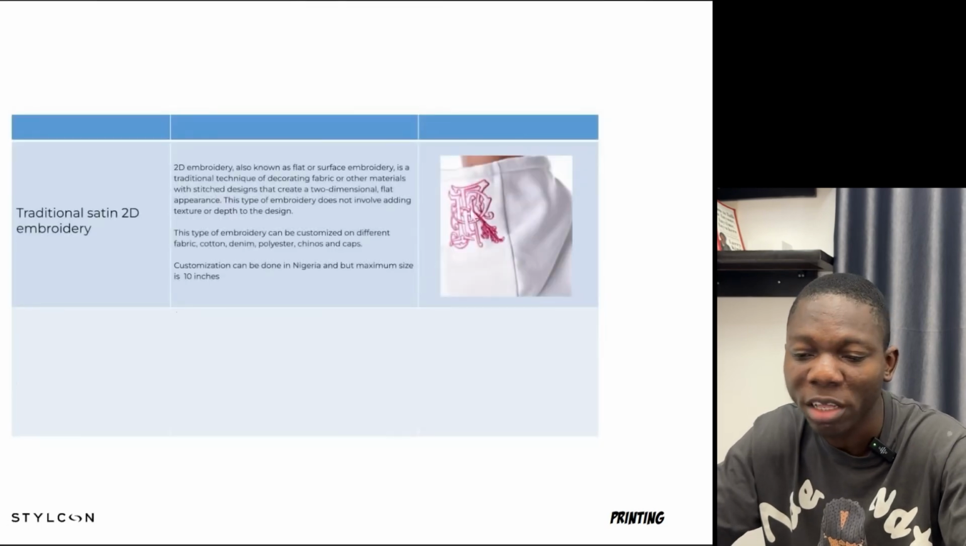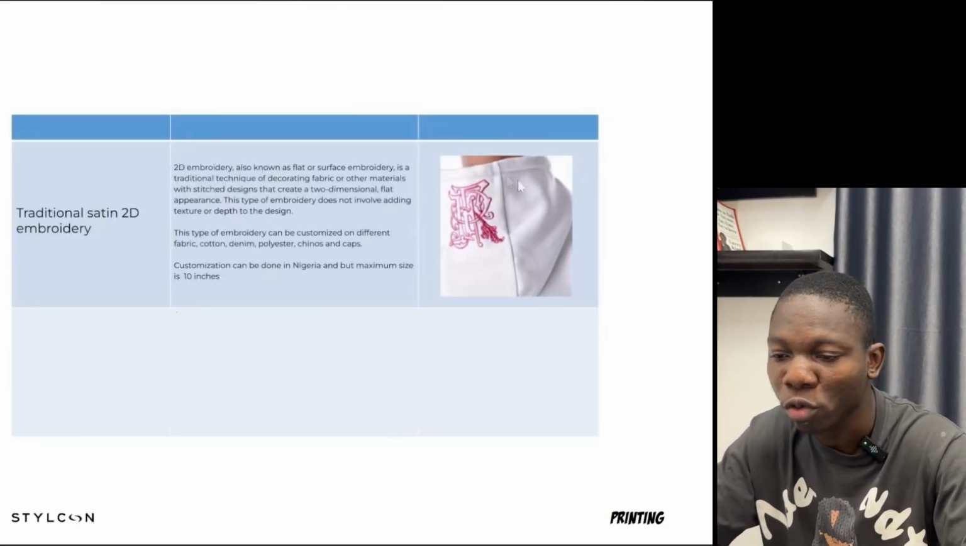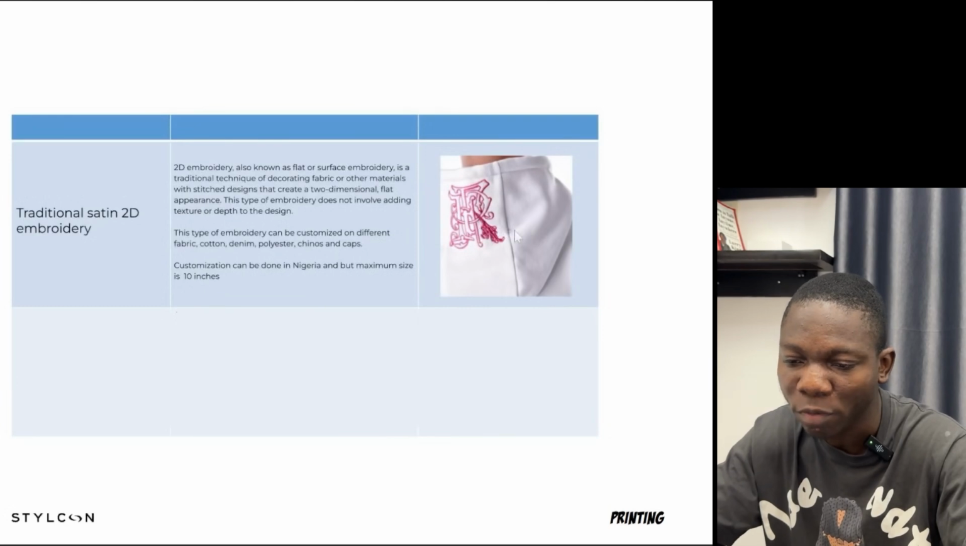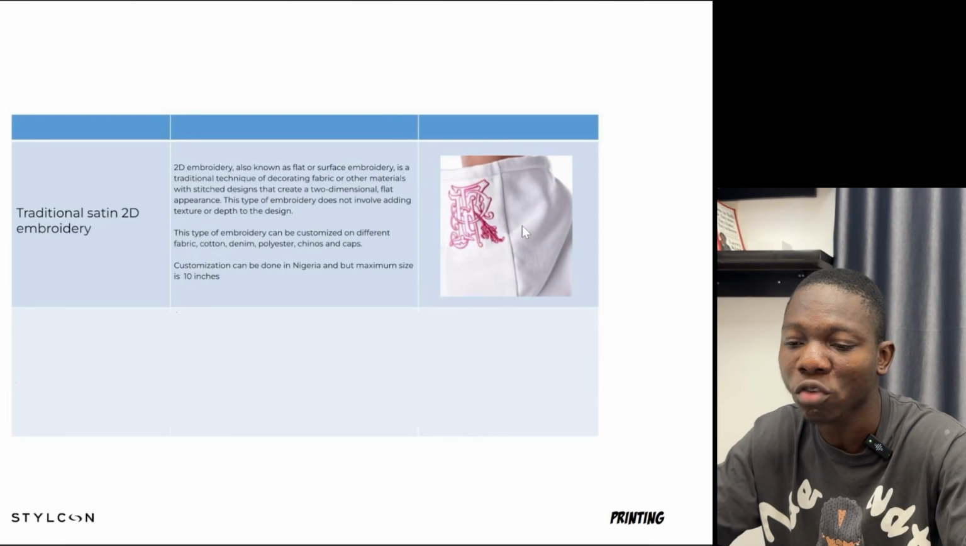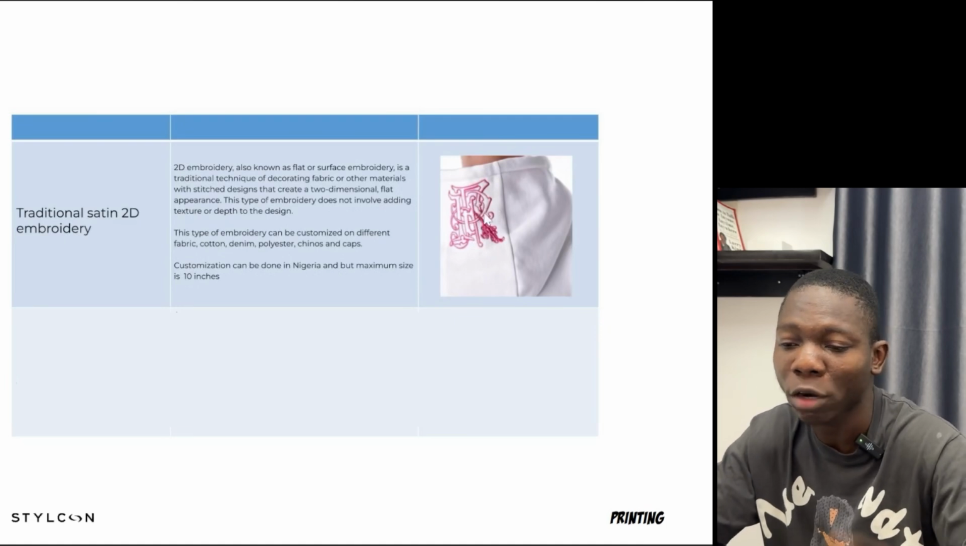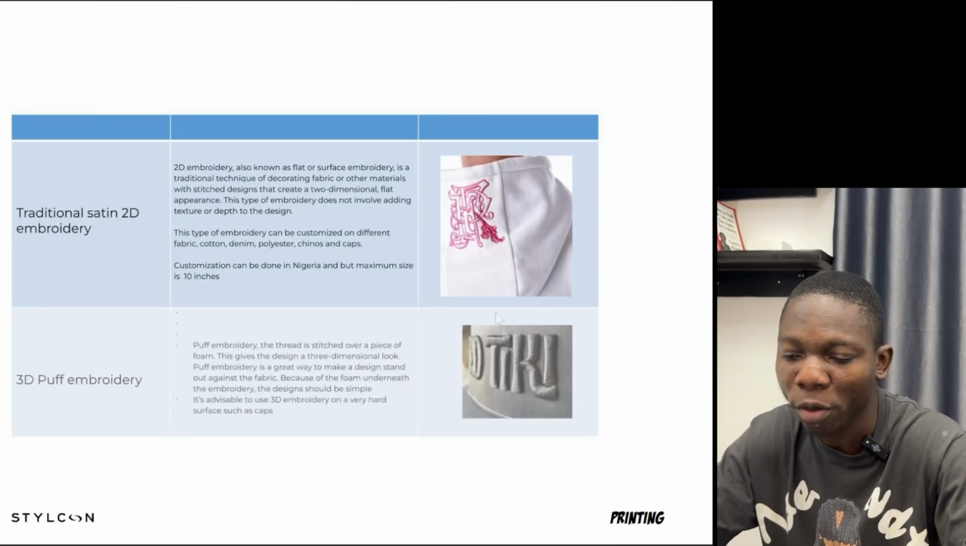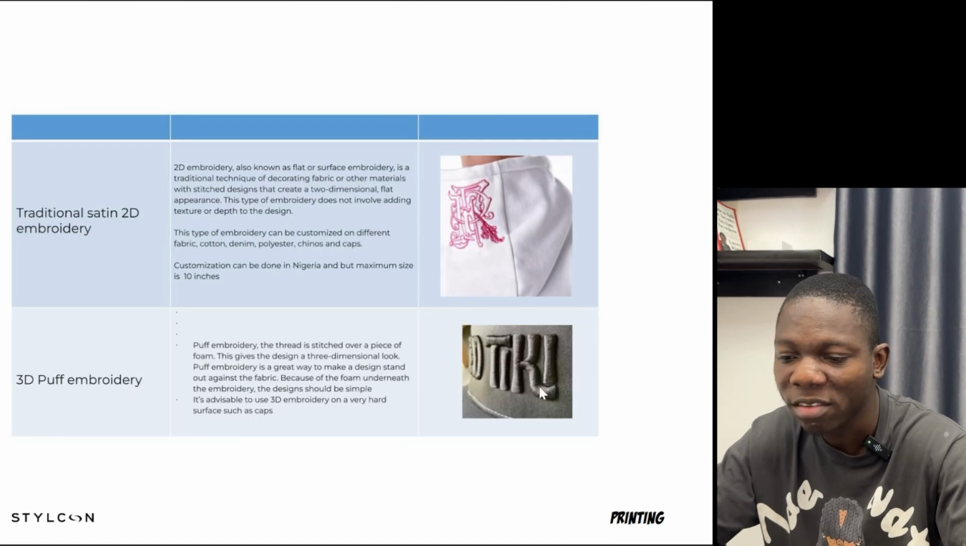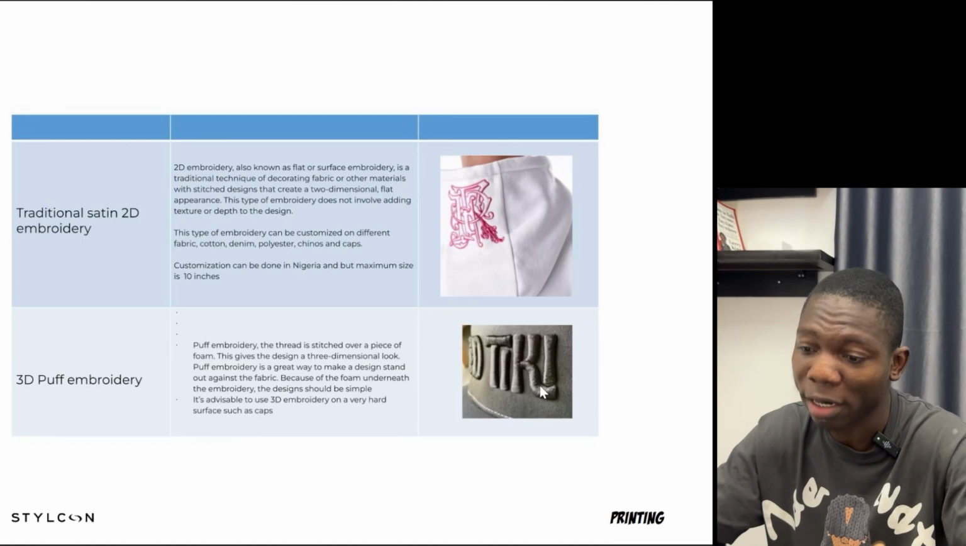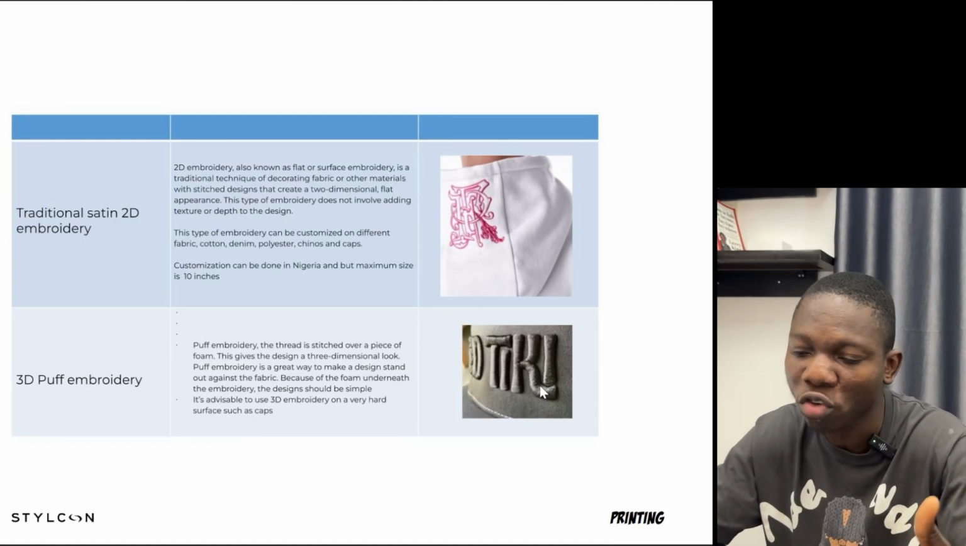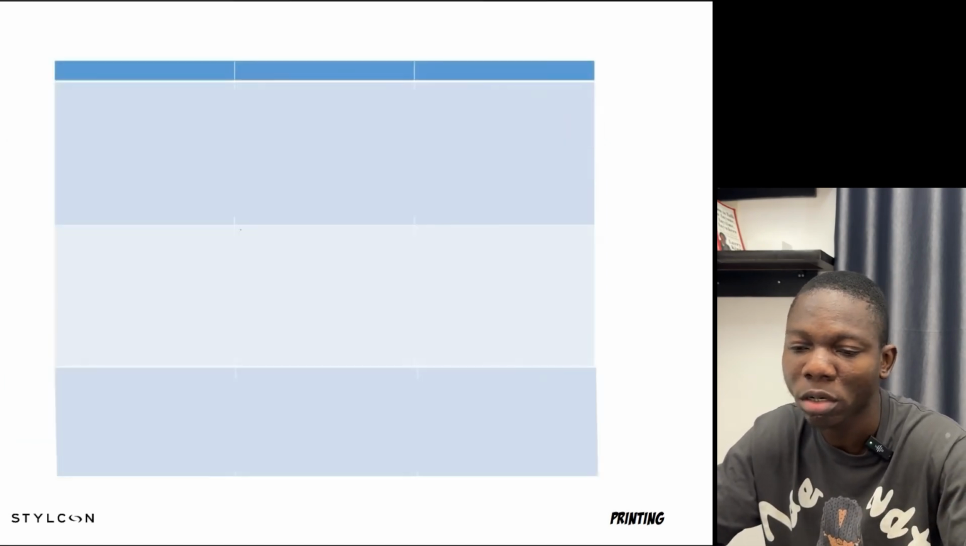The traditional embroidery is the one that most people do. Usually with a flat surface, it's two-dimensional, and it does not have any texture or feel. It just looks very flat on the garments you make them on, and it looks outstanding. For the 3D puff embroidery, it looks a bit swollen and it gives you this foamy effect. You make this by putting a foam under the fabric, then you stitch threads on the foam.